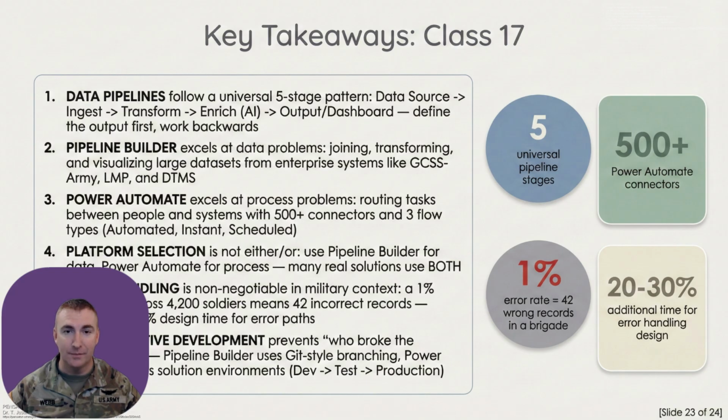6 principles. Data pipelines follow the universal 5-stage pattern, and you always define the output first. Pipeline Builder handles data problems. Power Automate handles process problems. Platform selection is about fit, not capability, and many solutions use both. Error handling is non-negotiable. 1% across 4,200 soldiers means 42 wrong records. And collaborative development prevents the Monday morning who broke it disaster. Read the lesson for the full design patterns.